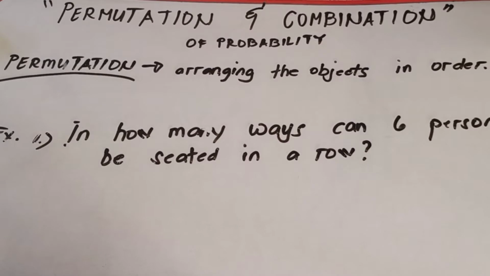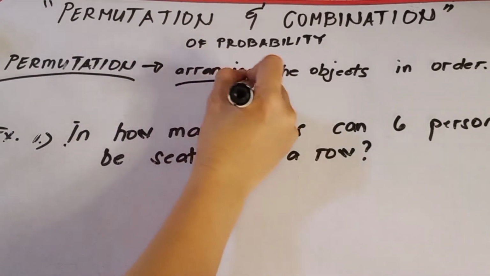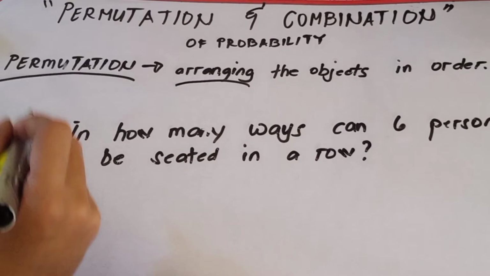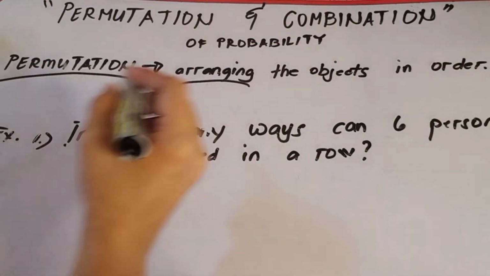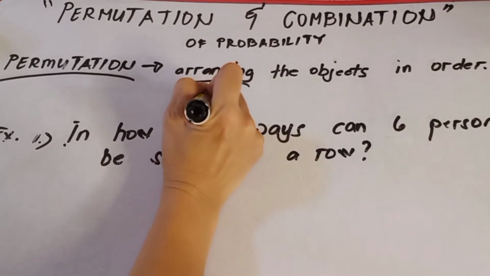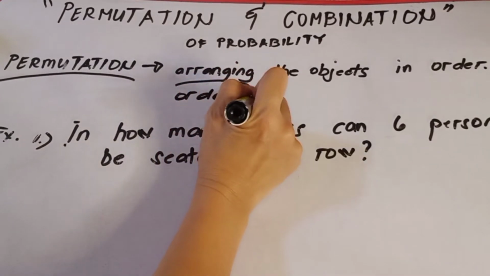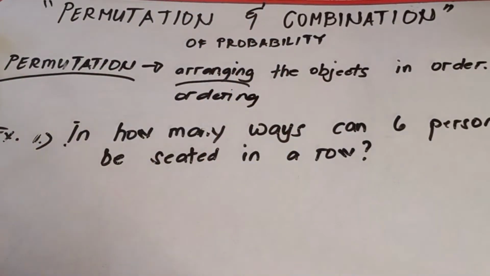So this time, we are going to study the permutation and combination of probability. First, let's define what permutation is. When we say permutation, it is arranging the objects in order, or we can also say ordering of a group of objects. So, arranging, ordering, those are the keywords when we are looking for permutation.